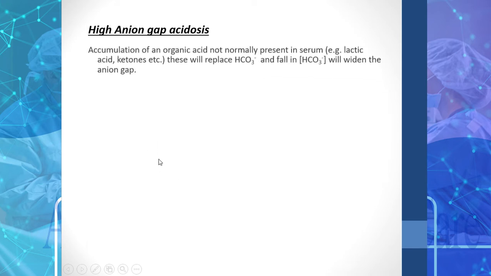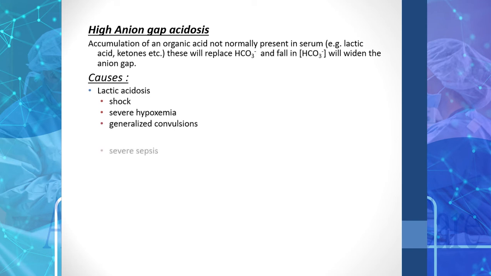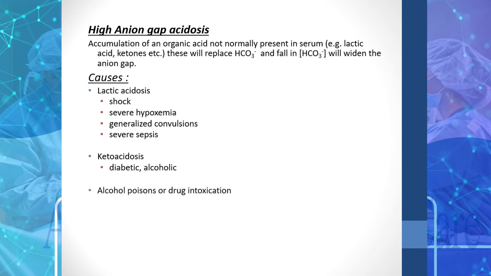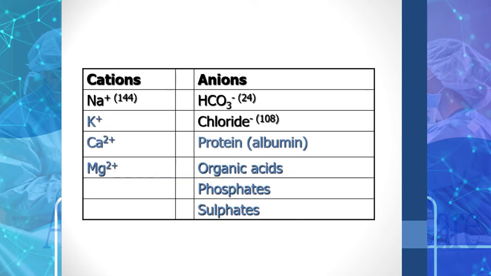Now we will talk about the high anion gap acidosis. The causes, all of us know it, MUDPILES. Okay, lactic acidosis, ketoacidosis, diabetic or alcoholic ketoacidosis, also alcohol poisoning or drug intoxication, and renal failure in the late stage.